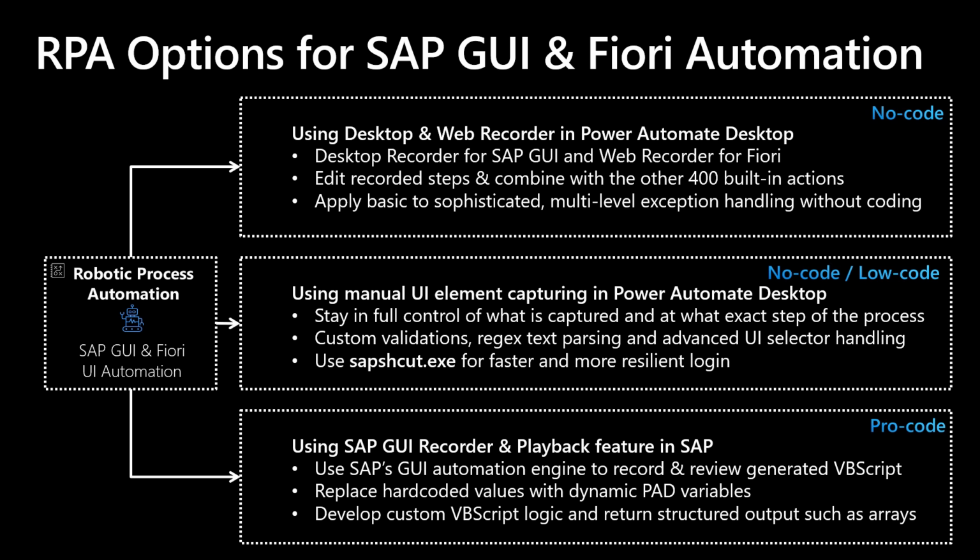And then in the Pro Code category, you could leverage SAP's GUI automation engine to record and play back the generated VB scripts, reuse those VB scripts in Power Automate Desktop, and replace the hard-coded values with dynamic Power Automate Desktop variables. This also allows you to develop custom VB script logic and return structured output such as arrays.